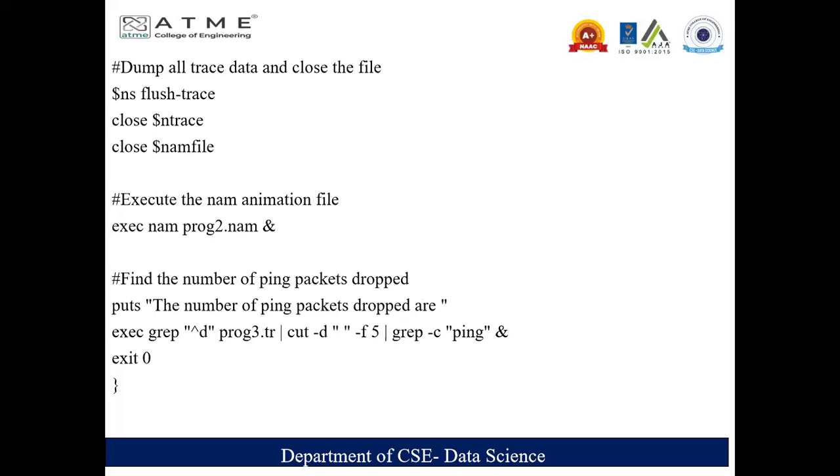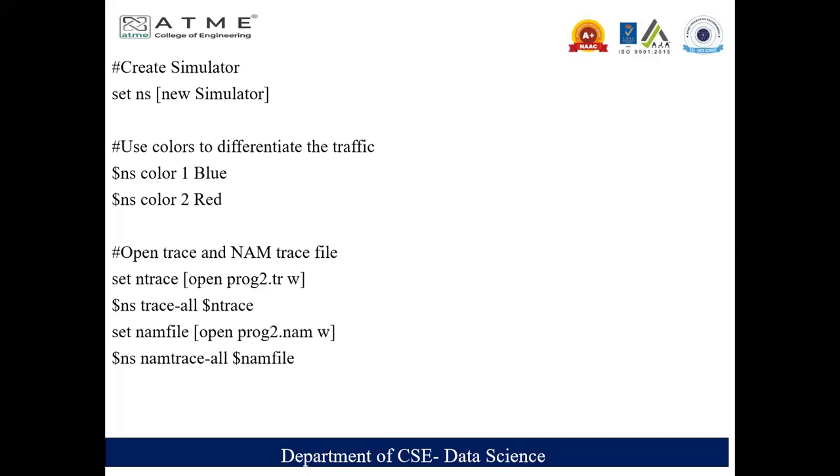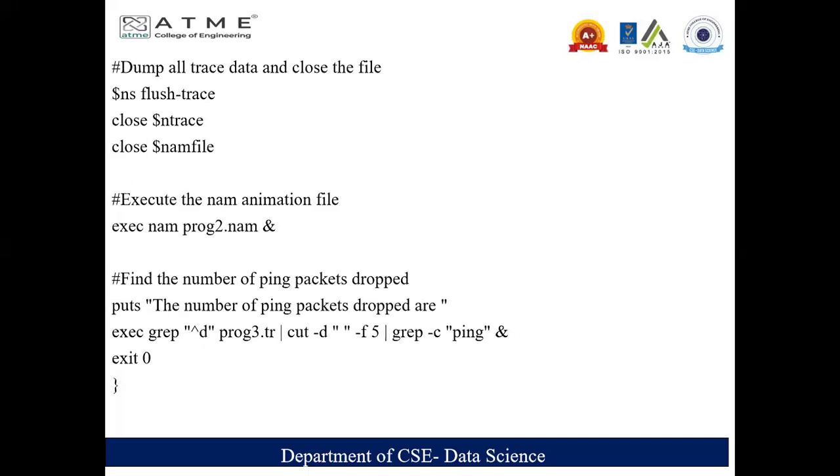Next, whenever the execution is done, we are going to close and shut the trace files. So we flush the trace, which is called the finish procedure. Once everything is done, we flush the trace, close the trace file and close the NAM file.